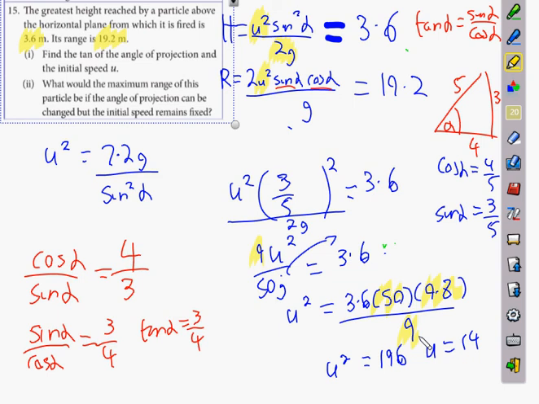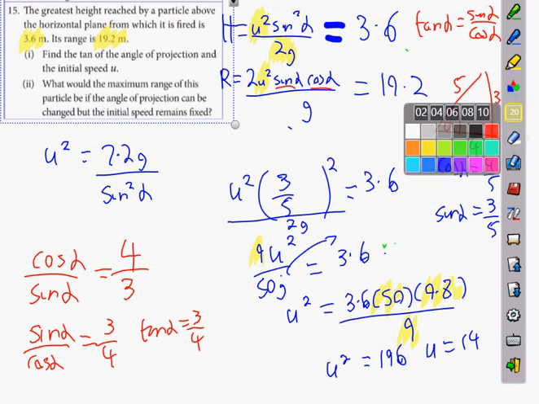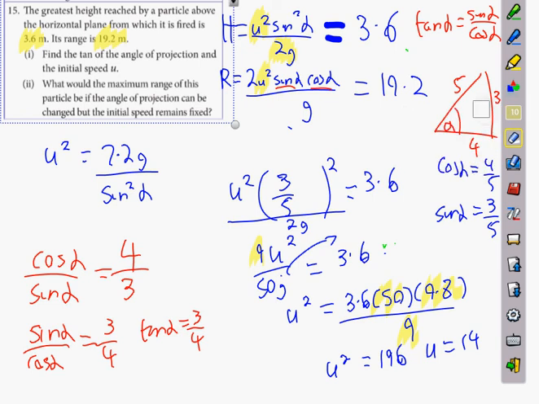It goes, what would the maximum range of the particle be if the angle of projection can be changed but the initial velocity remains the same? Now, I have to wait to show you this one properly because you haven't done differentiation yet. So I plan to come back to this, but I just need to briefly explain how you know it's 45 degrees.